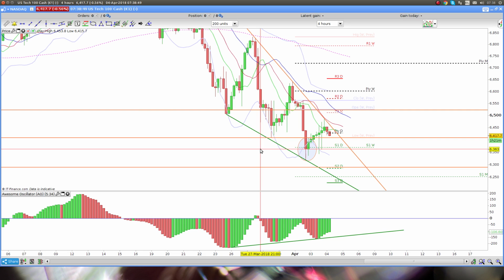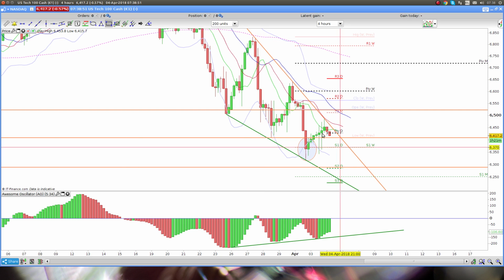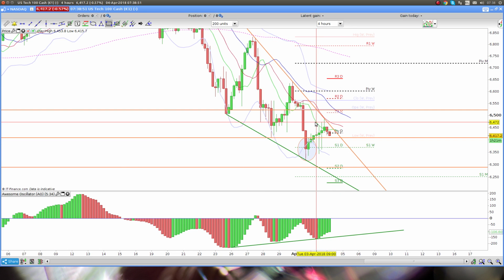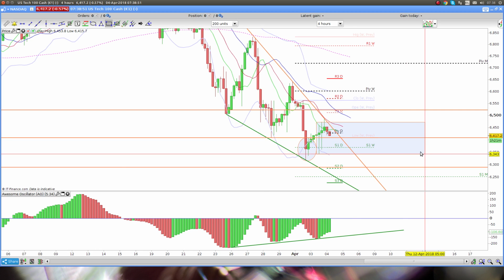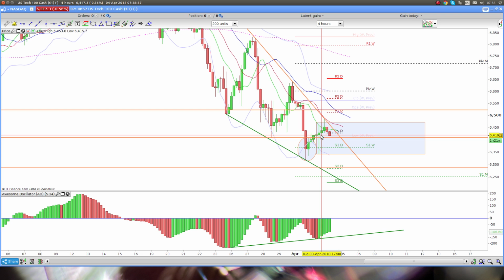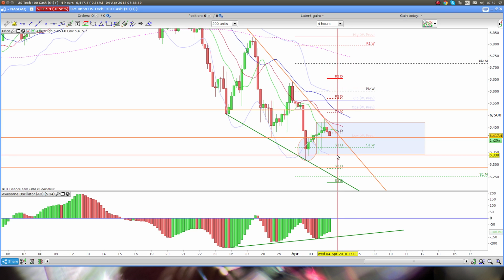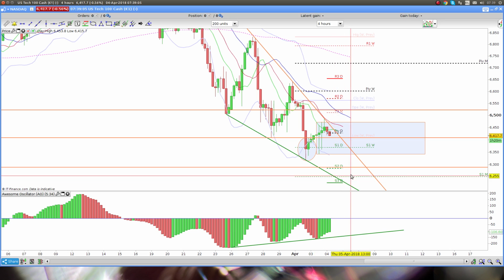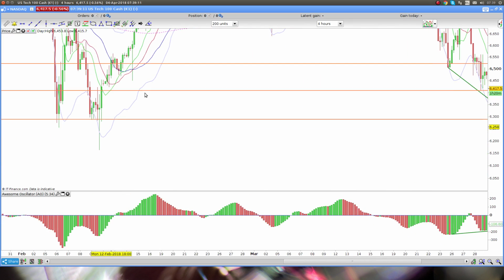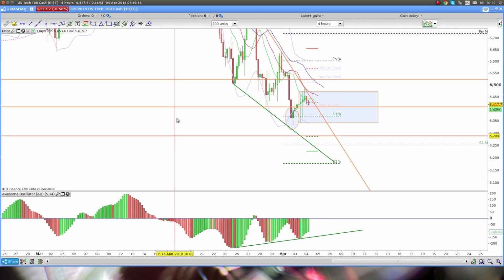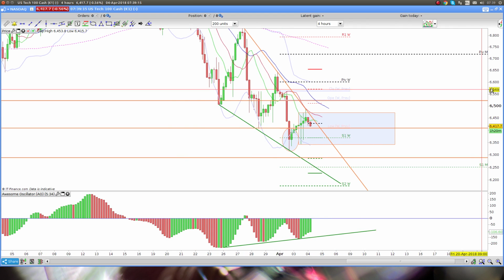I think ultimately what you're looking for, and I'm going to use both these ranges, is a breakout of these two range bars. So if we break above this range, we're going to break the wedge to the upside. If we break to the downside, then we're coming back down to the S1 monthly area, which would make sense because we've got quite a bit of support at this level. So yeah, I think another one to watch.